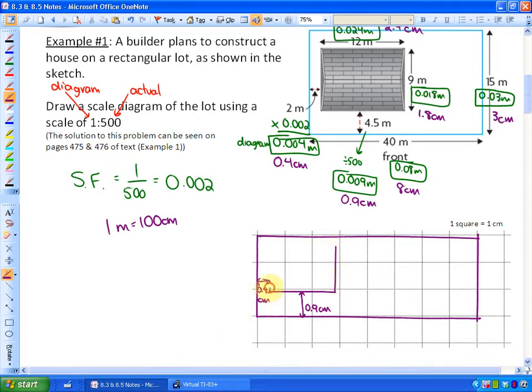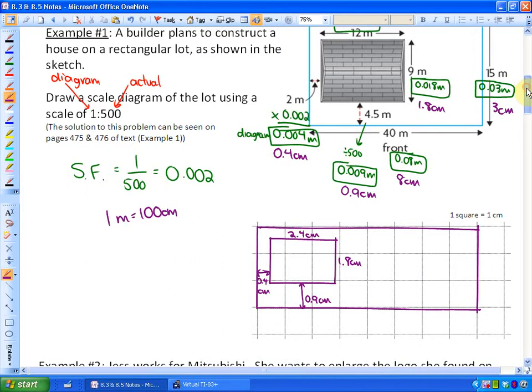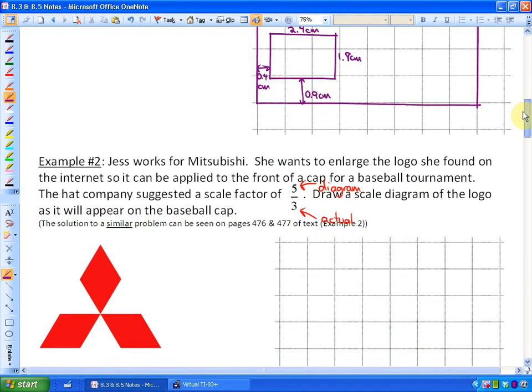So on our scale diagram, you could also put the measurements on here if you'd like to. This is 1.8 centimeters, this is 2.4 centimeters, and there is our scale diagram according to a scale of 1 to 500. Let's look at one more example.